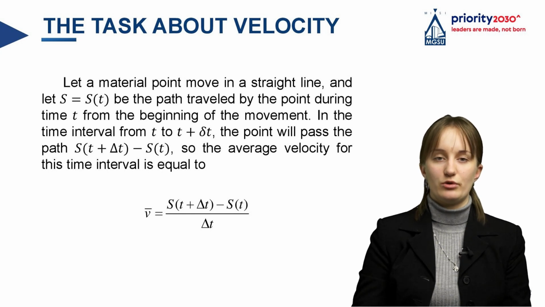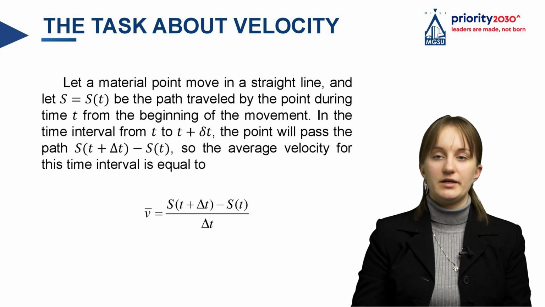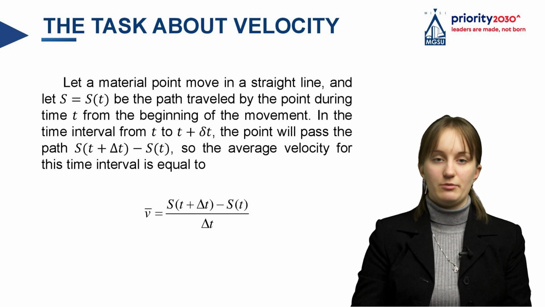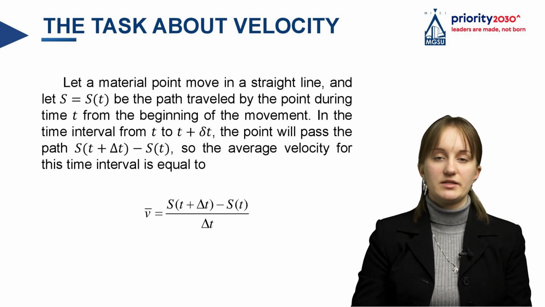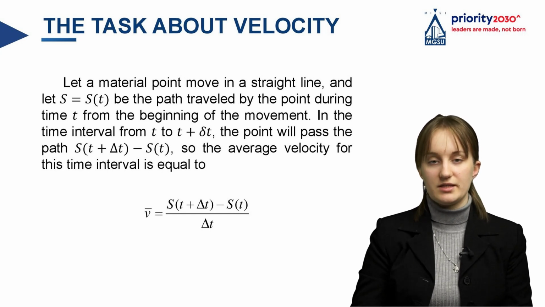Let a material point move in a straight line, and let s equal s of t be the path traveled by the point during time t from the beginning of the movement. In a time interval from t to t plus delta t, the point will pass the path s of t plus delta t minus s of t. This way the average velocity for this time interval is equal to vector v. And in the slide you can find the shown equation.